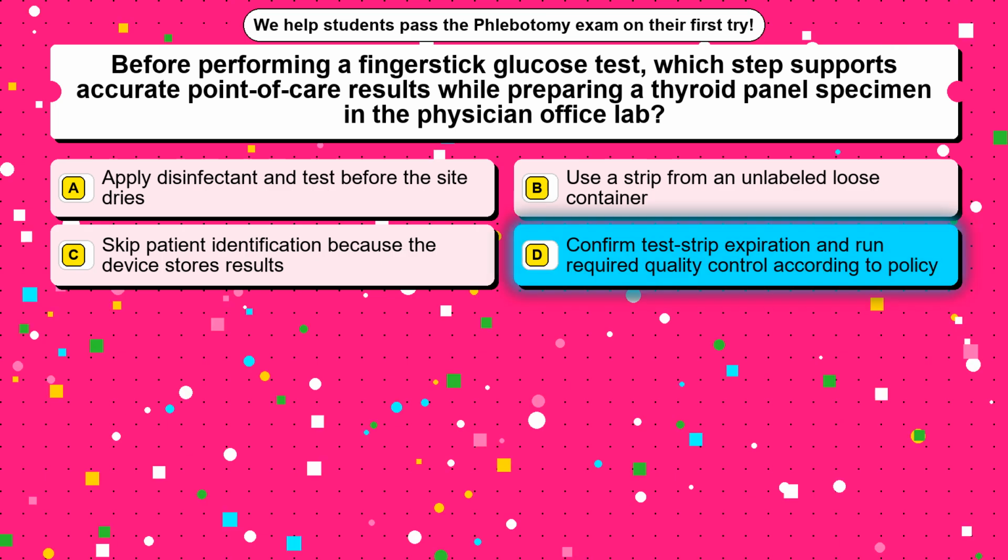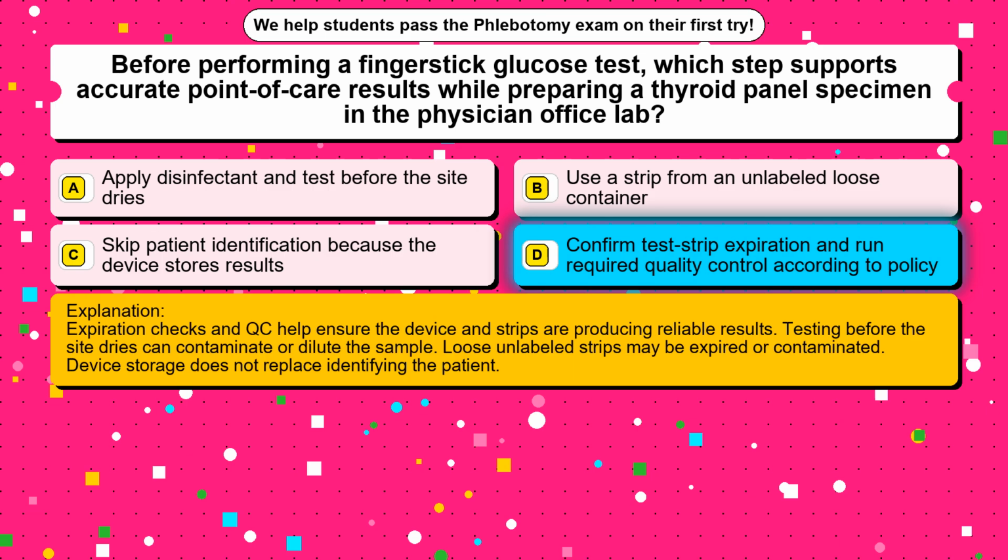The correct answer is option D. Confirm test strip expiration and run required quality control according to policy. Expiration checks and QC help ensure the device and strips are producing reliable results. Testing before the site dries can contaminate or dilute the sample. Loose unlabeled strips may be expired or contaminated. Device storage does not replace identifying the patient.